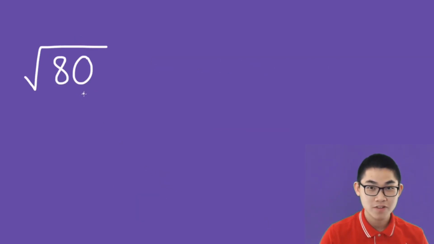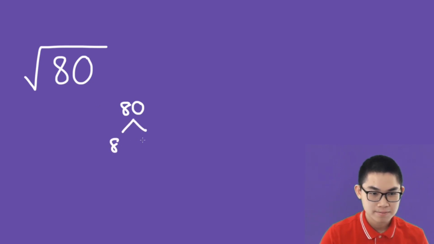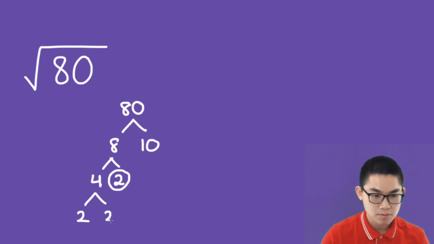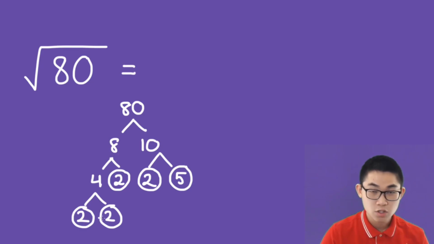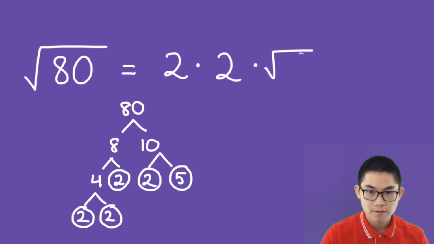What is the square root of 80? Oh, 80 is 8 times 10. And 8 is 4 times 2. And 4 is 2 times 2. 10 is going to be 2 times 5. So we see 2 2's. So that's just going to be a 2. We also see 2 2's over here, so that's a 2. Then we see 1 5, the square root of 5. So 2 times 2 gives you 4, and we have the square root of 5 over here.